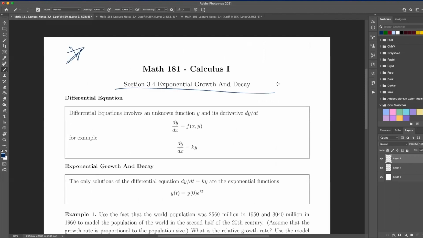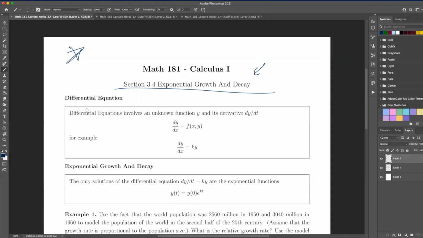In this section, we're going to talk about exponential growth and decay. This is basically the first section you're going to see in a differential equations class. But since we just give you the solution, we go ahead and just run with it for now. So you don't actually need to solve any differential equations. We'll just give it to you.